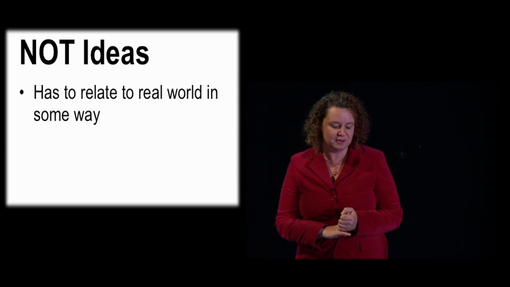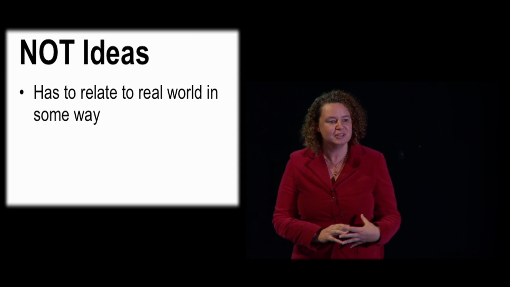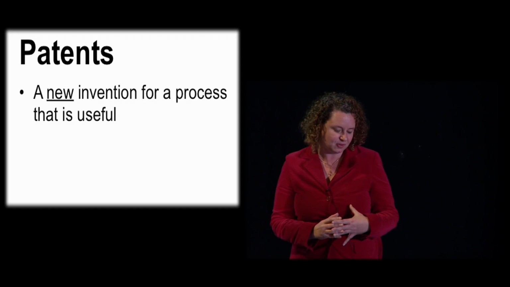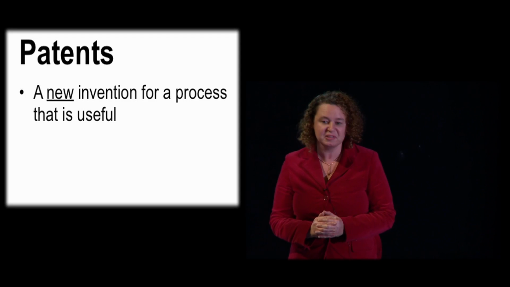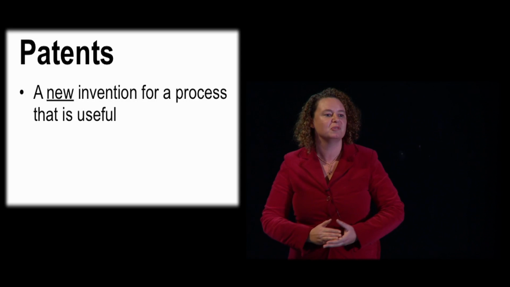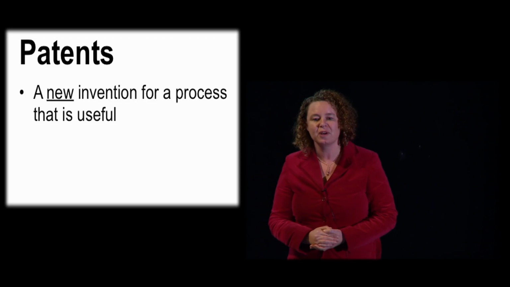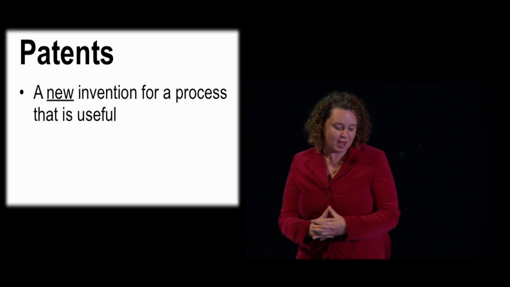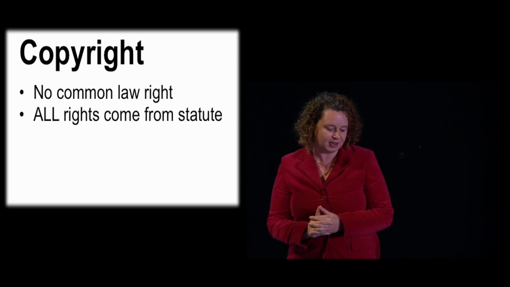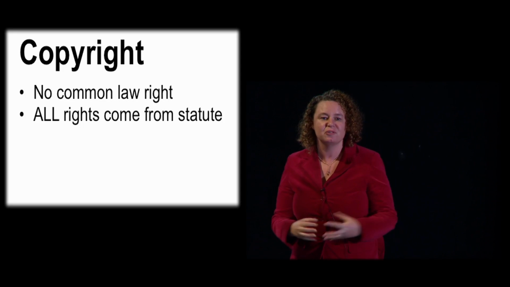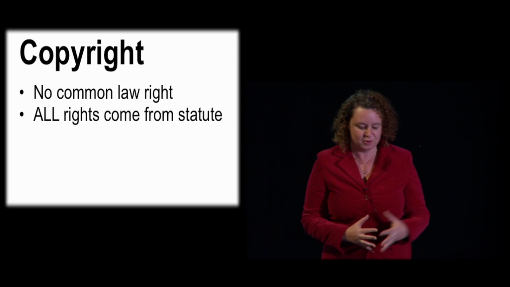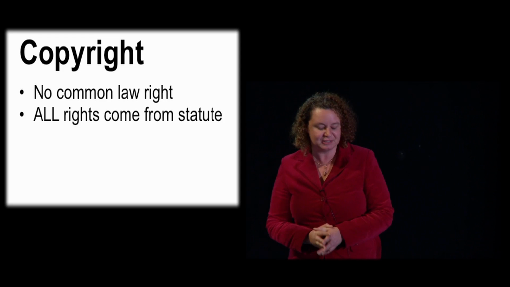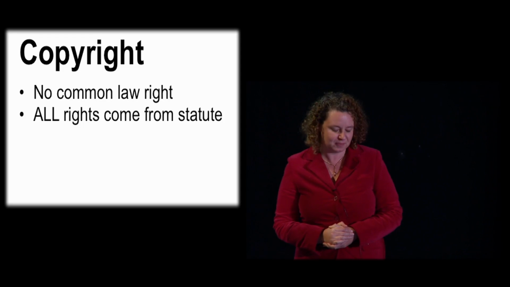A patent is a new invention for a process that's useful. So something that you're going to use in industrial technology. That's quite different from copyright. Copyright has no common law right. Courts didn't make any law about copyright. It all comes from statute. If it doesn't exist in the statute, then you don't have a right to do it. And the main thing about copyright is that it gives the creator or the author of a piece of work the right to prevent others from copying that work. In some circumstances, it limits control or use of that particular work.